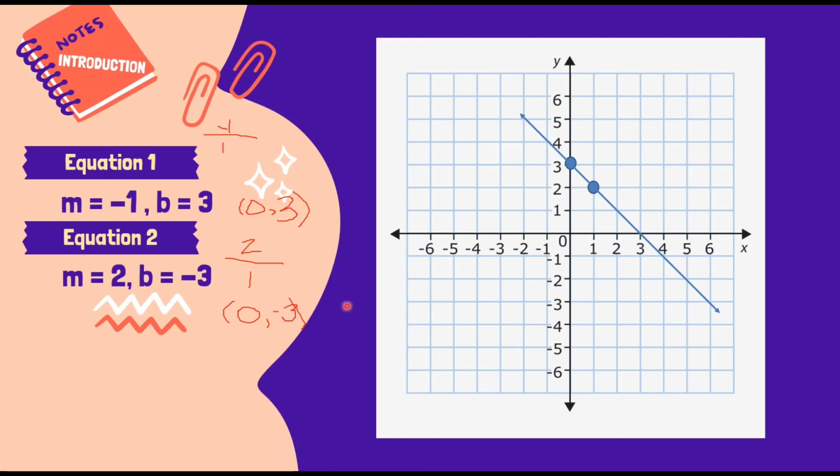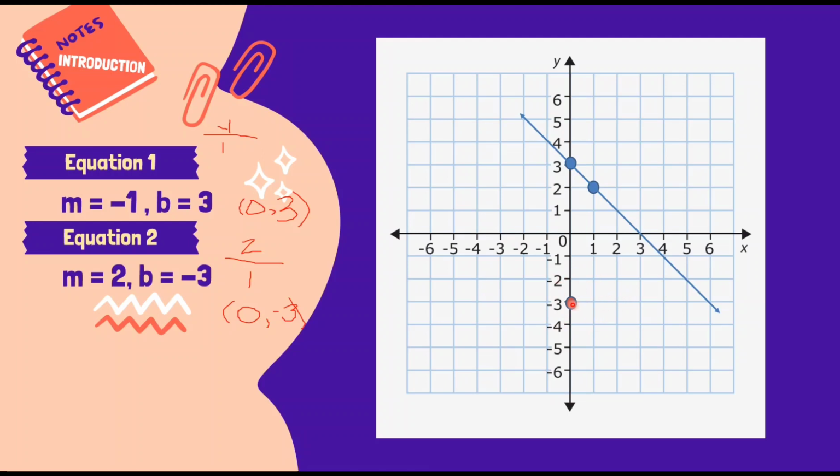Next, let's have 0 and negative 3 from the origin. Siyempre, kanina, tataas tayo kasi positive 3. Since ngayon, ang ating y-coordinate ay negative, we need to go downward. How many times? 3 times ulit. So, 0, negative 3. So, we have 1, 2, 3. So, that will be our first point for our second equation.